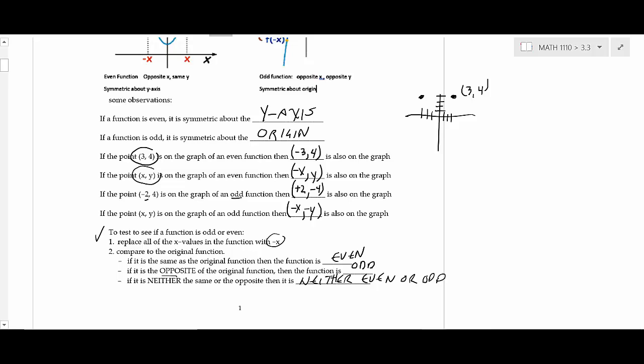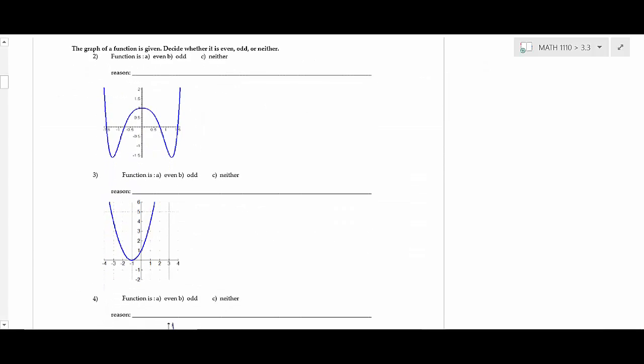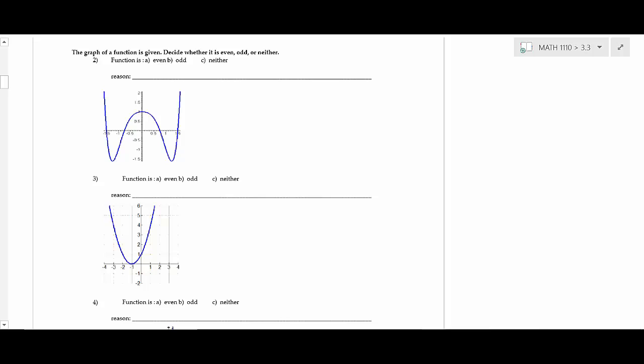You guys understand kind of what I'm talking about to start with. Just try in your mind: even functions, opposite x, same y. Odd functions, opposite x, opposite y. If you can get that down, that'll help you understand that. So we're going to start by doing just graphs, and some of your homework you'll be able to do quickly because it's just graphs.